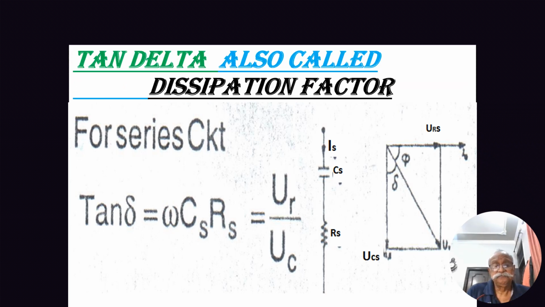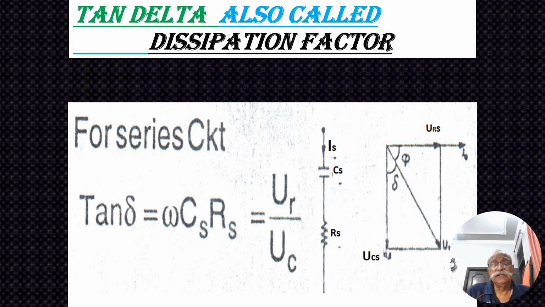For a series circuit, if you look into this presentation, tan delta is equal to omega Cs Rs, which is equal to UR by UC, and which is represented graphically in this vector diagram. Tan delta is also called the dissipation factor. Dissipation factor means that C and tan delta should be close to unity, otherwise there is a problem.